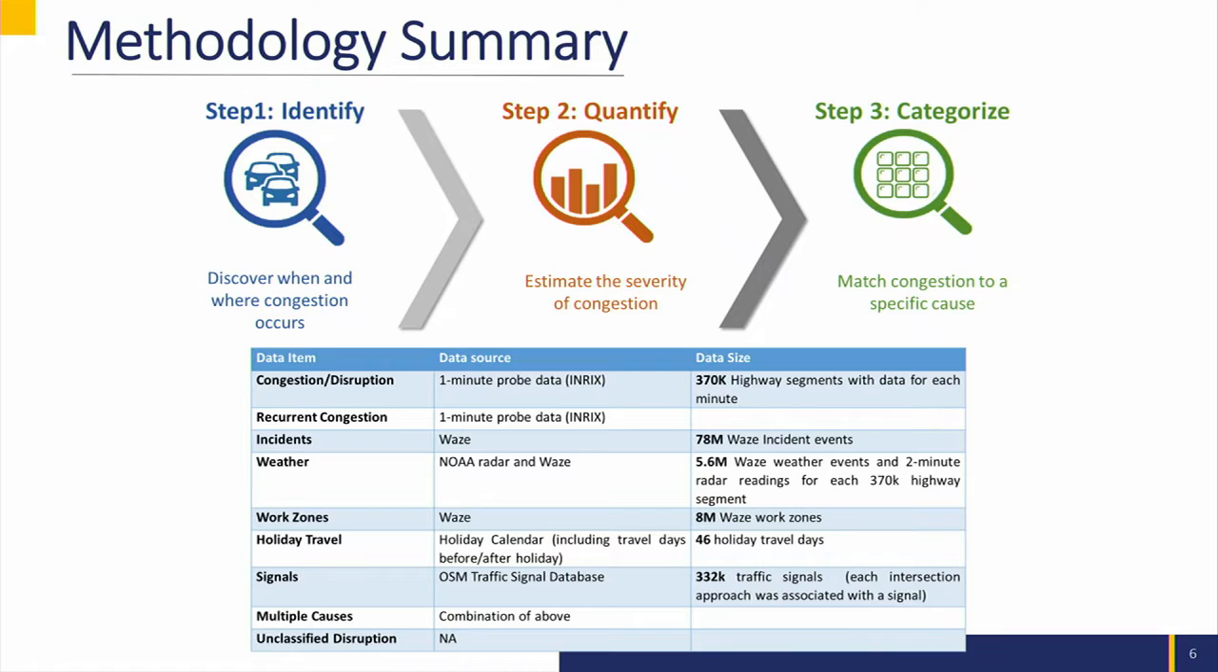So the data that we used here, and again, this is at a national level for an entire year, so it's truly a big data study. It actually took about 5 months to process the data that you're going to see in the tool. So for identifying congestion or disruption, we used 1-minute probe data, which we purchased from INRIX. This covered 370,000 individual road segments that comprise the national highway system across all 50 states. Recurrent congestion, we just look for the historical speed patterns to see if there was an AM or PM peak, and how severe it was.